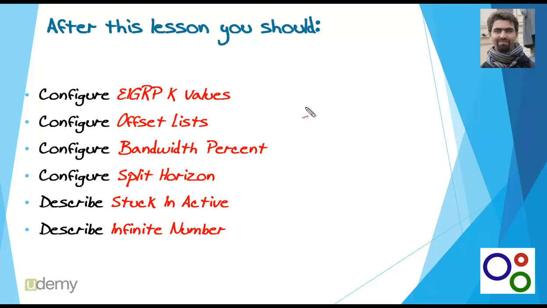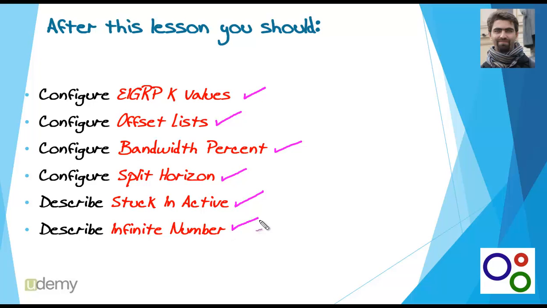Welcome to lecture 20, our last lecture. In this lecture, we will review some EIGRP related concepts and configurations. Therefore, after this lecture, I expect you to be able to configure EIGRP K values, configure offset lists, configure bandwidth percent, configure split horizon, and describe stuck in active routes and infinite number.